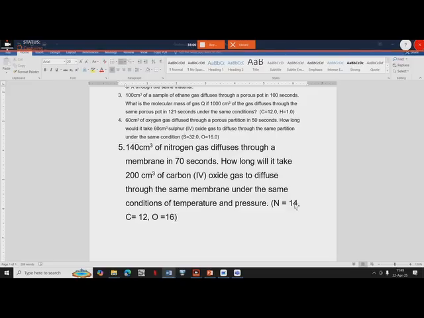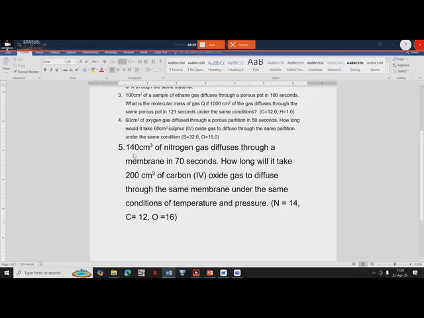14. Hizi mtapewa kwa mtihani. Carbon is equal to 12 and oxygen is equal to 16. So hizi unapewa kwa mtihani. Ni wewe ujue carbon dioxide inaandikwa CO2. Nitrogen gas inaandikwa N2. So when you are using those masses, you remember to get the molecular mass by adding the masses.